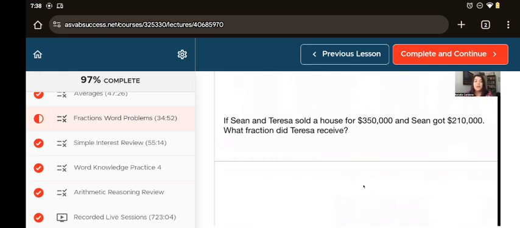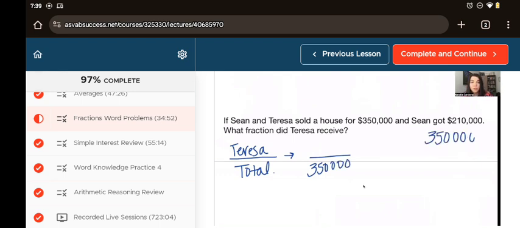Here, we want to know the fraction that Teresa got, the fraction out of the total amount. So we're going to put whatever Teresa got over the total. That is our plan here, because a fraction is a part out of a whole. We already know the total, $350,000, but we do not know what Teresa got. So we're going to subtract. If we know how much Sean got, let's find out how much is left over. That's what Teresa got. So we subtract: 0, 0, 0, 0, 5 minus 1 is 4, 3 minus 2 is 1. So Teresa got $140,000.